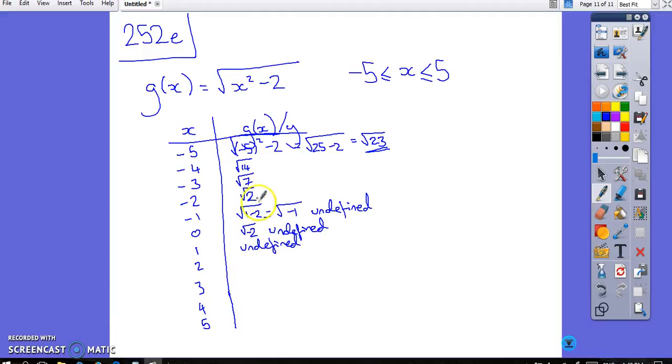Then if you carry on, you'll notice that you get exactly the same results again. Because we're squaring these numbers, the square root of 2 is the same as the square root of negative 2, so we'll get exactly the same results again, and I don't even need to calculate them. I'll get negative 2, negative 7, or rather the square root of 2, the square root of 7, sorry, negatives on the brain, square root of 14, and the square root of 23, and we're done. Hopefully you were able to construct this table of values in 252a on your own.